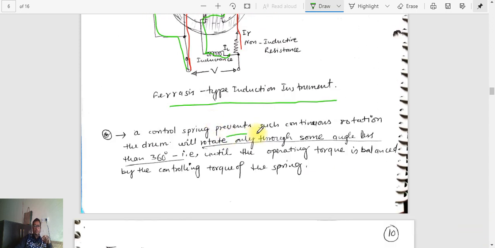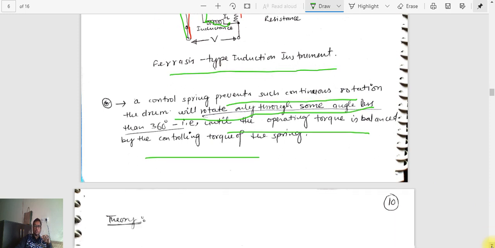A control spring prevents such continuous rotation. The drum will rotate only through some angle, less than 360 degrees, that is until the operating torque is balanced by the controlling torque of the spring.